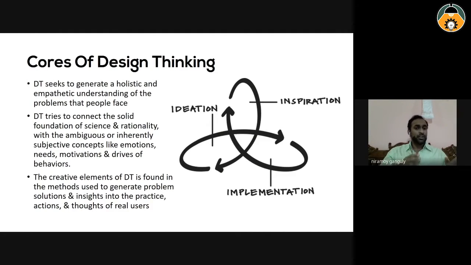connecting the solid foundations of science and rationality to the ambiguous and inherent subjective emotional needs, motivations, and drives. So the creative elements of design thinking are found in these particular methods to generate problems and solutions and insight into the practice and actions and thoughts of the real users.